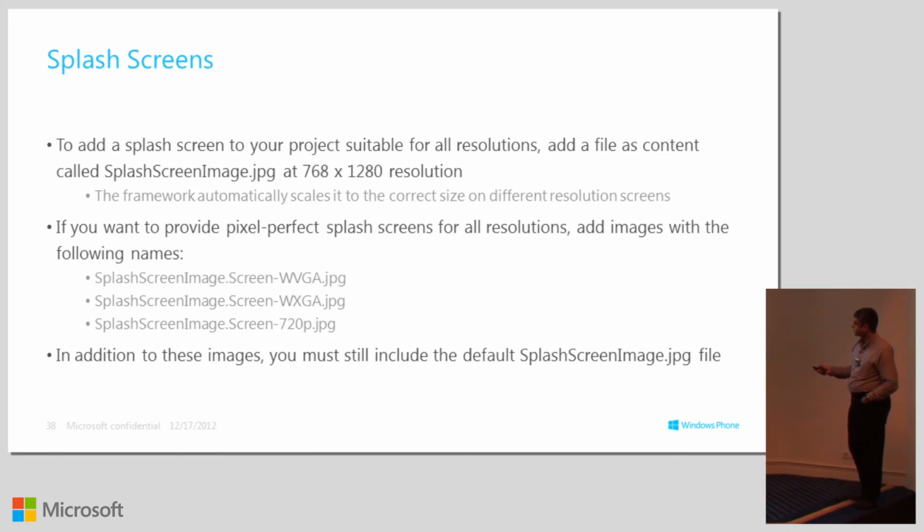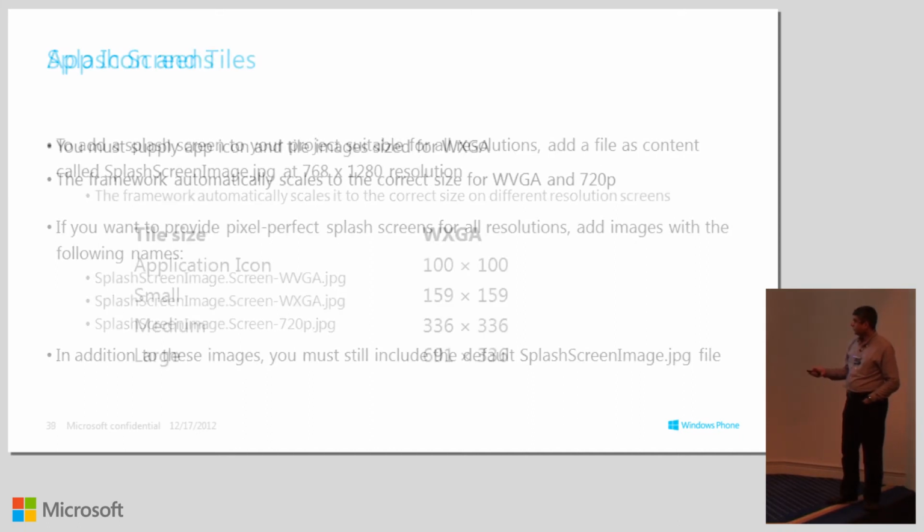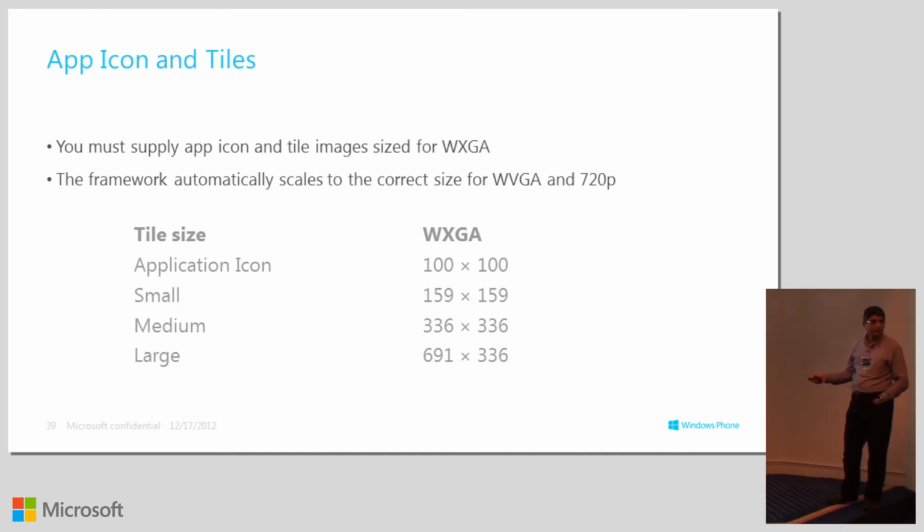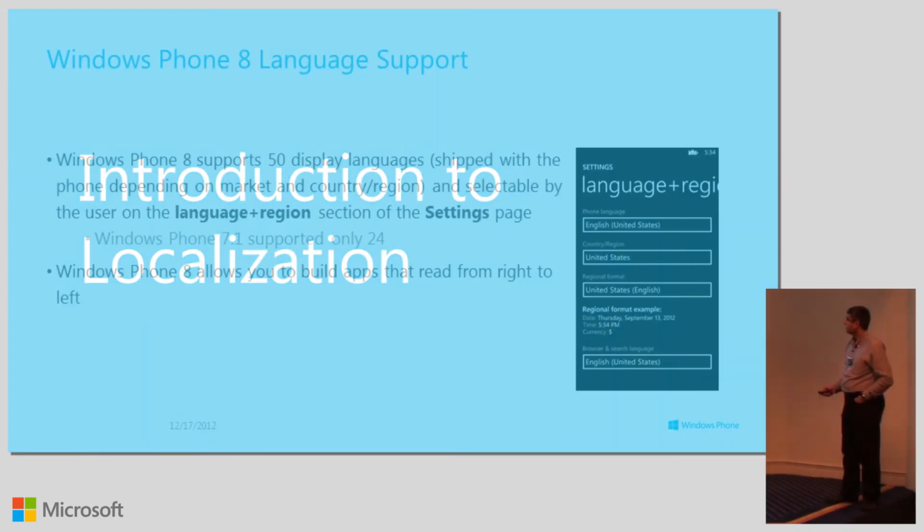I don't know if this is still valid because from what I know the splash screen has been removed. There is no splash screen in 8.0 applications. In terms of application icons, these are the sizes: 100 by 100, 159 by 159, 336 by 336, and large is 691 by 336. So these are for your icons. This is the application icon and these are the tile icons. For a small tile, this is the resolution. For a medium tile, this is the resolution. And we'll talk about that if we have time.